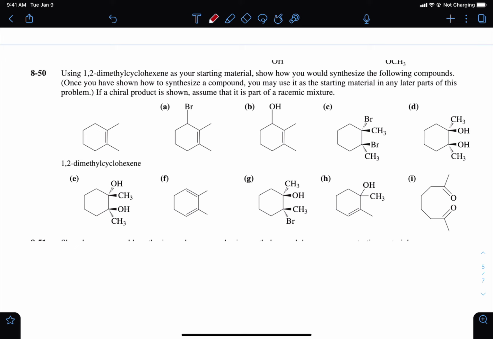Okay, using 1,2-dimethyl cyclohexene, which is this guy, show how you would synthesize the following compounds. It says once you've synthesized a compound, you may use it as a starting material in other later parts. So what they're going to do is they're going to ask us to make this, and then we're going to convert this into this. And then we maybe convert this into this, right? They're going to ask us to do all kinds of different conversions here.